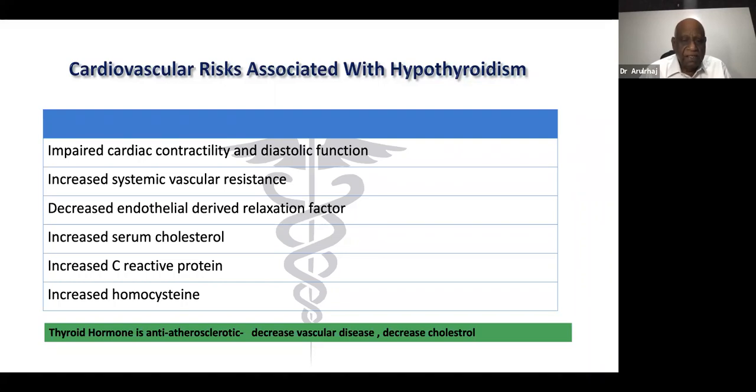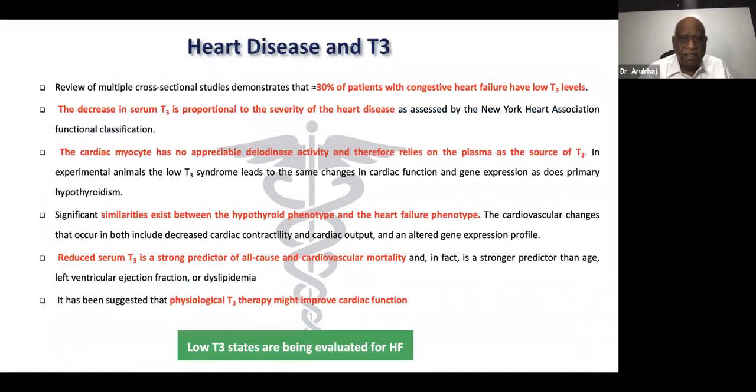Thyroid hormone is anti-atherosclerotic, decreases vascular disease, and decreases cholesterol. In its deficiency, all the three factors are affected. Heart disease and T3. There is a study which says 30% of the patients with heart failure have low T3. We never do that. Our cardiologists are not keen to evaluate it. They are keen only to correct the cardiac failure and save their life. But when you do a scientific study, 30% of cardiac failures have low T3.